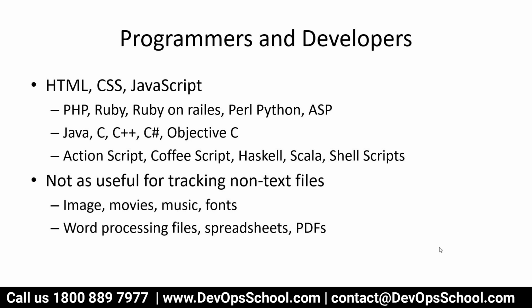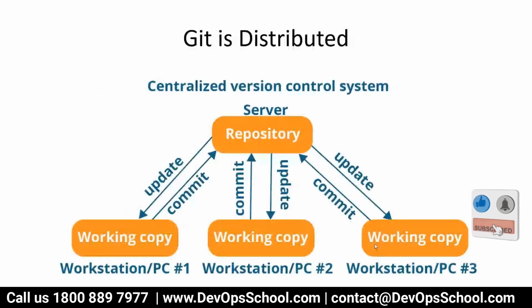So Git is a very ideal tool for storing the versioning of text-based files. That's the reason. Though you can store non-text files as well, that's not a problem, but you cannot have versioning over there. Now the question is, Git is distributed, so why are we saying so?